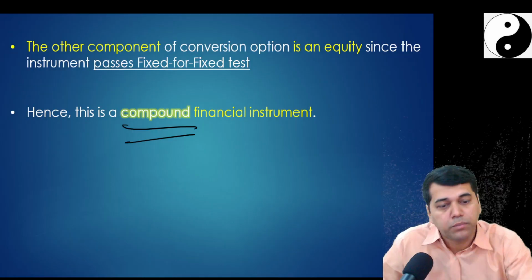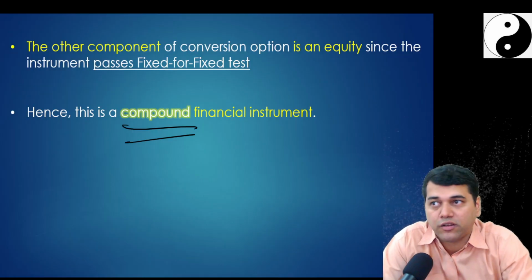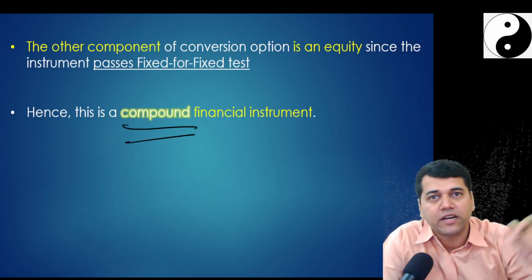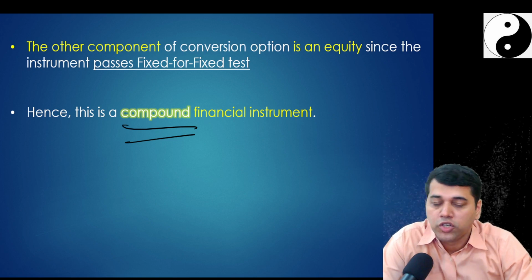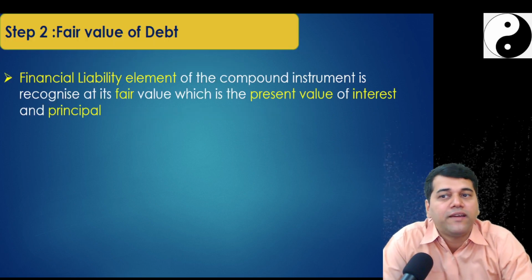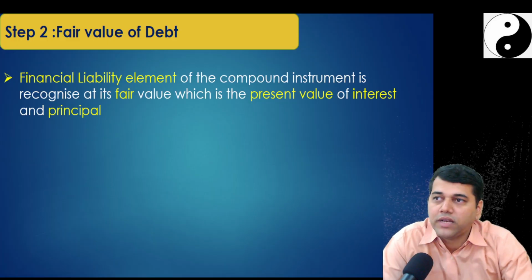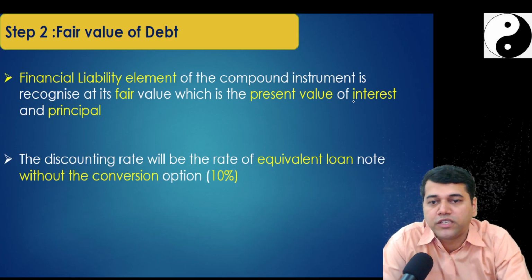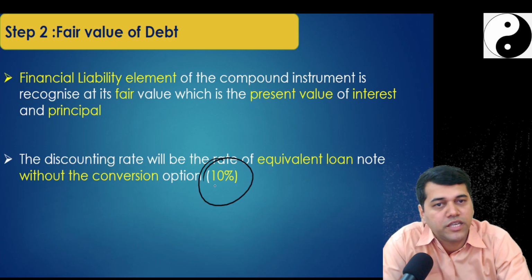Now, since it is a compound instrument, you need to follow split accounting. And to do split accounting, you can write that for a compound instrument, split accounting has to be performed. To split, we need to know the fair value of the debt. So write step 2: the financial liability element will be the present value of the interest component at the market rate of interest, the equivalent loan.